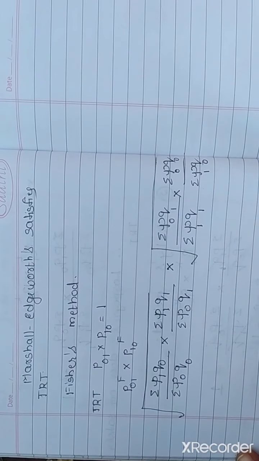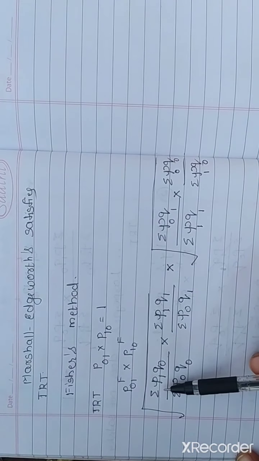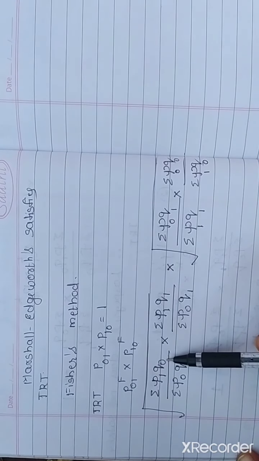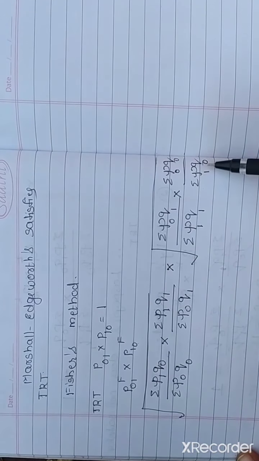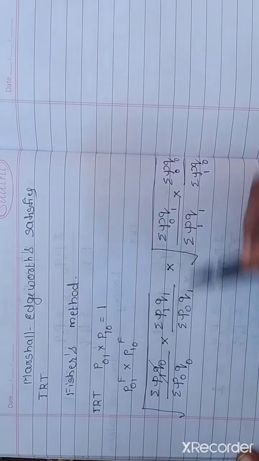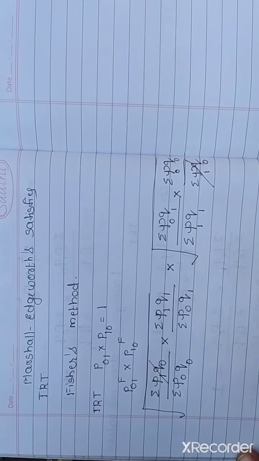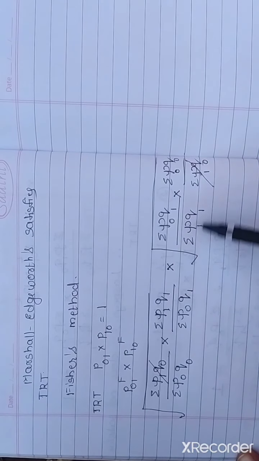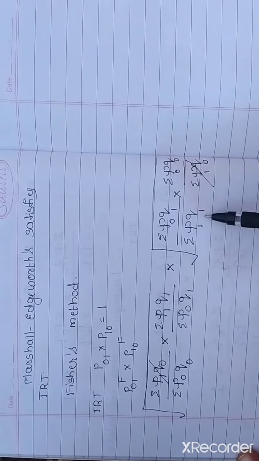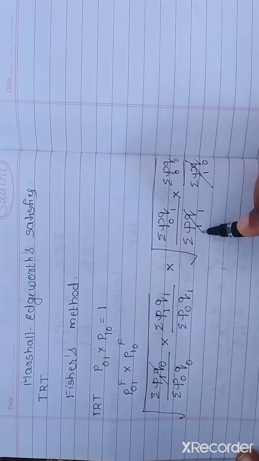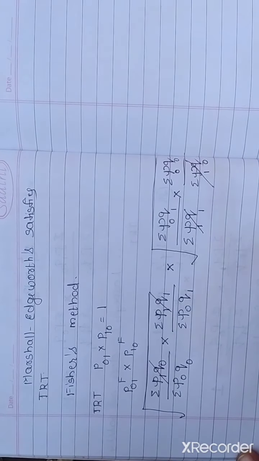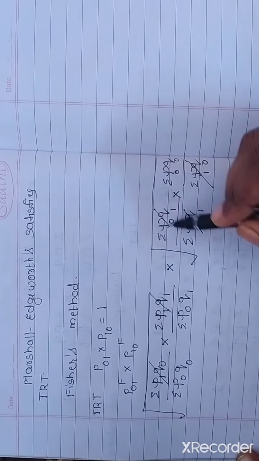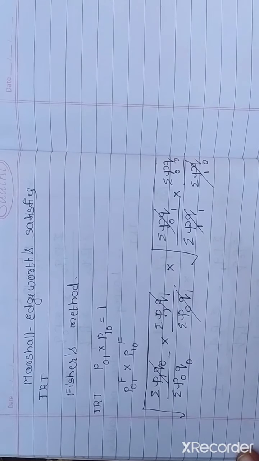Now check the term. First term in this expression, summation P1 Q0. Here also summation P1 Q0. So this term gets cancelled. Now summation P1 Q1. Verify whether it is there in the denominator here. So summation P1 Q1 gets cancelled. Summation P0 Q1, summation P0 Q1. So this term gets cancelled.